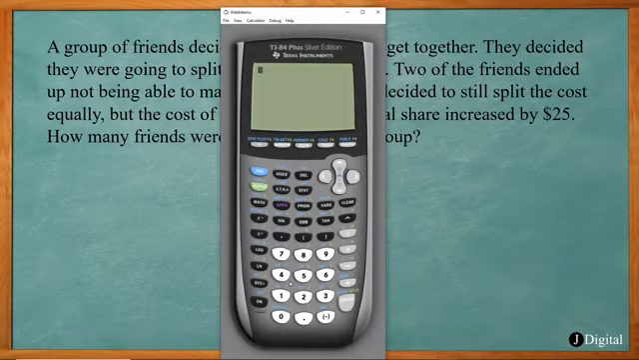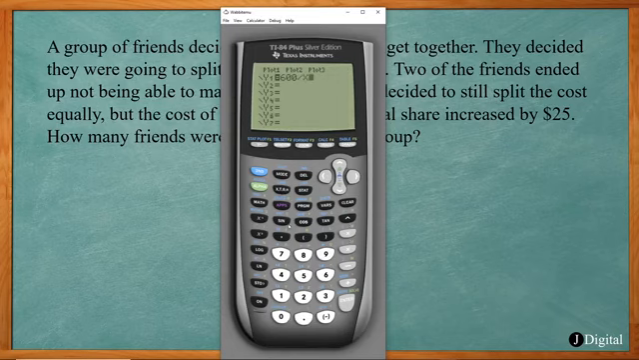Now if we go to the TI-84 calculator, what I'm going to do is go to my y equals. I'm going to put in my equation, which is just 600 divided by x. And then from there, I'm going to go to my table. This is going to show me 600 divided by 2, 600 divided by 3, 4, 5, 6, and so on. So I want to look at these where my x is 2 away from each other, and the difference in the y would be 25.